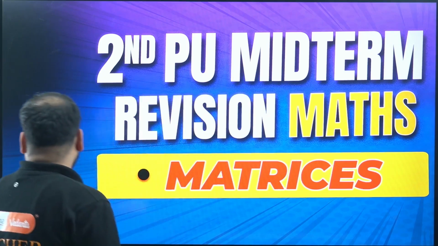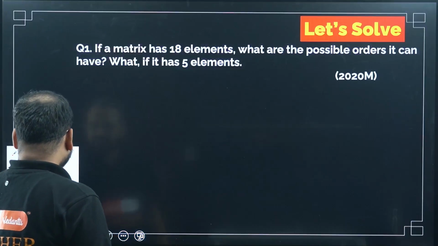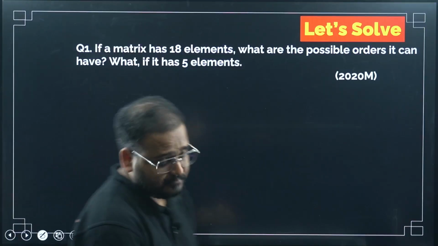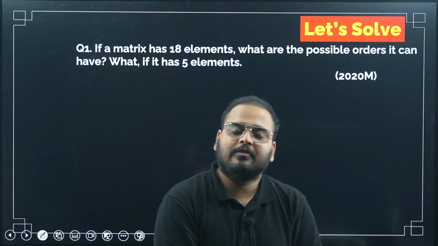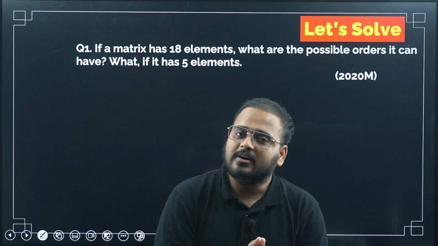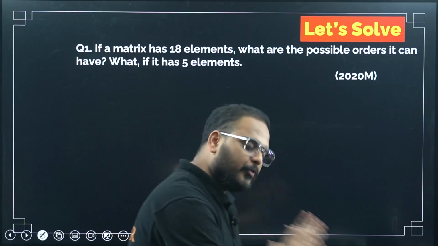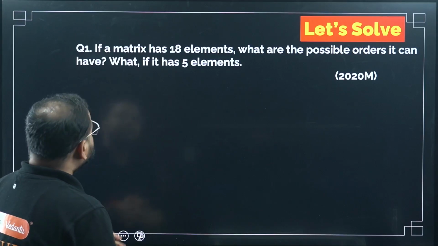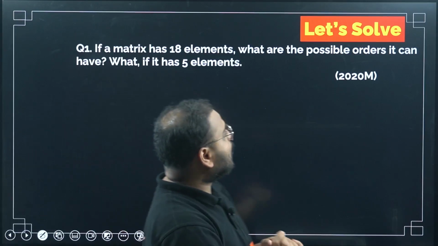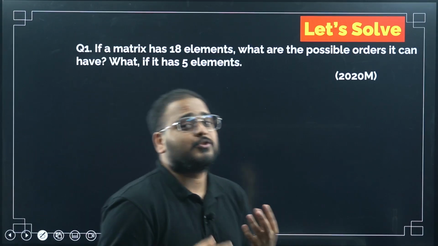Let's start. Question number 1. I've taken questions and we'll revise the concepts from here only. If I need to give you more details about a concept, I'll give it during the solution of the question. The first one is: if a matrix has 18 elements, what are the possible orders it can have? So let's talk about orders now.